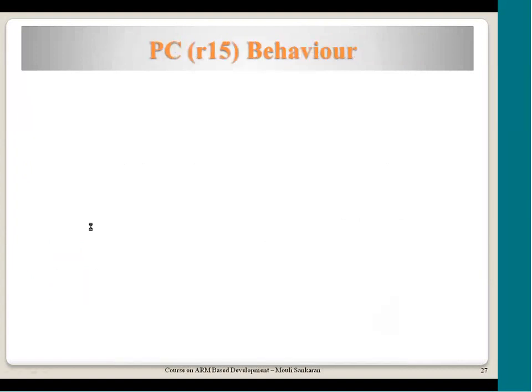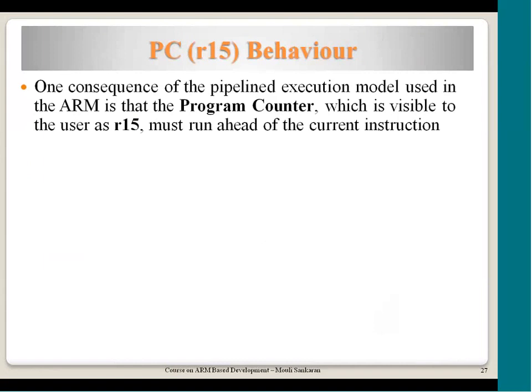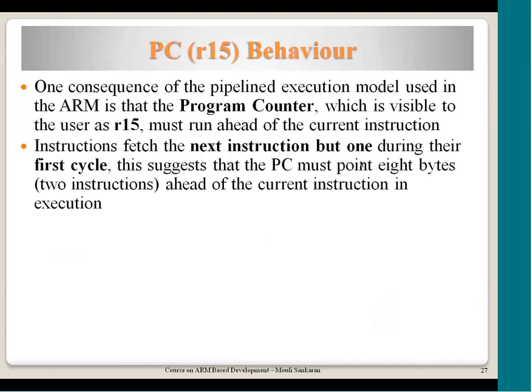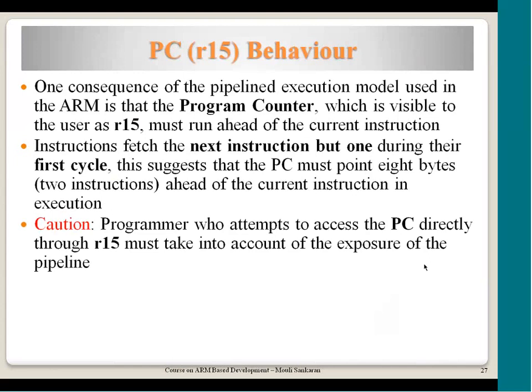So regarding the PC's behavior, one consequence of the pipeline execution is that the program counter, which is visible to the user as R15, must run ahead of the current instruction. How much is it ahead? Plus 8. Okay. So if the instruction which is getting executed is a single-cycle instruction, that means add, in the first cycle, when that instruction gets executed in the execution stage, the PC will be 2 stages ahead. So this needs to be comprehended in your assembly program.